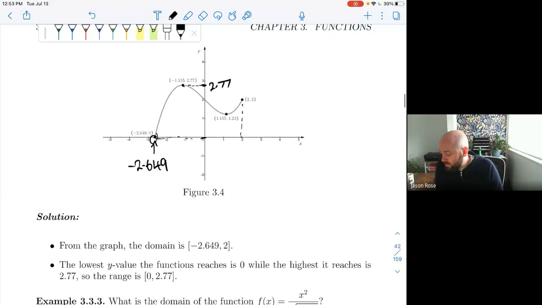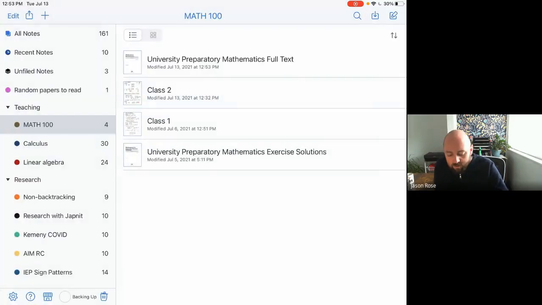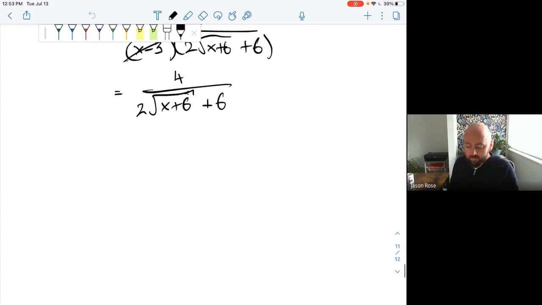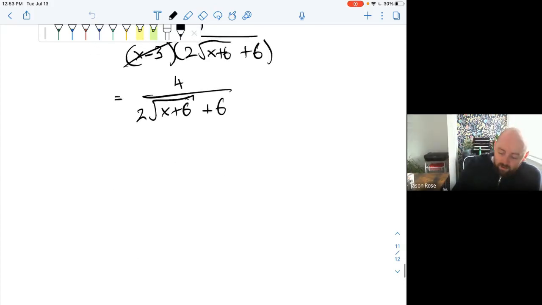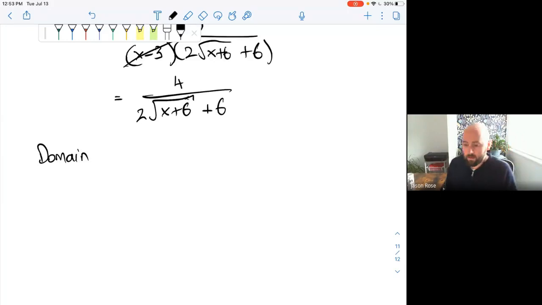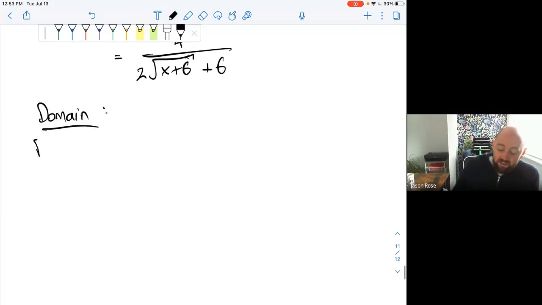Okay, so I'm going to run through an example or two here now. See how far we get. Any questions so far? Okay, we're mostly going to cover domain because range is actually quite hard to find sometimes, unless the problem is kind of easy. Find the domain of the following.